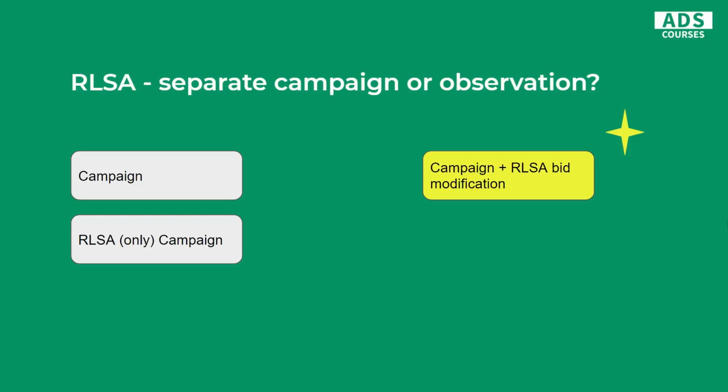There are some situations where you would like to have a separate RLSA campaign. For example, if you don't have a large budget and there are some very expensive keywords that you want to advertise on, you could create a separate RLSA campaign just for these general expensive keywords and show ads on them only to people that visited your site before.